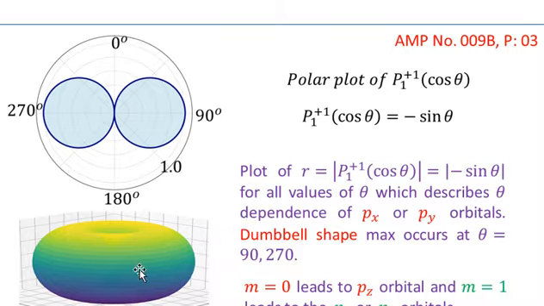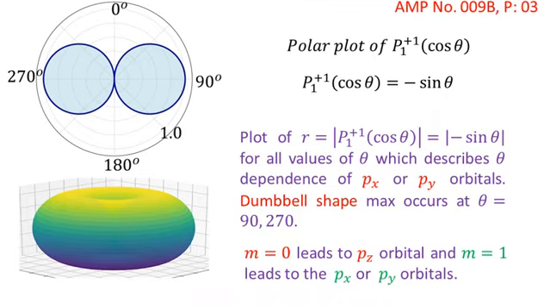You know that when we talk about the three-dimensional plot, it means we take all values of azimuthal angle phi. If you rotate this figure around all allowed values of azimuthal angle phi, you will get this shape. So M is equal to 0 leads to Pz orbital, as we have seen on page number 2, and in this page we are talking about M is equal to 1, which leads to either Px or Py orbitals, because both will be aligned along the horizontal direction, that is along the x-axis or along the y-axis. Both directions are equivalent.